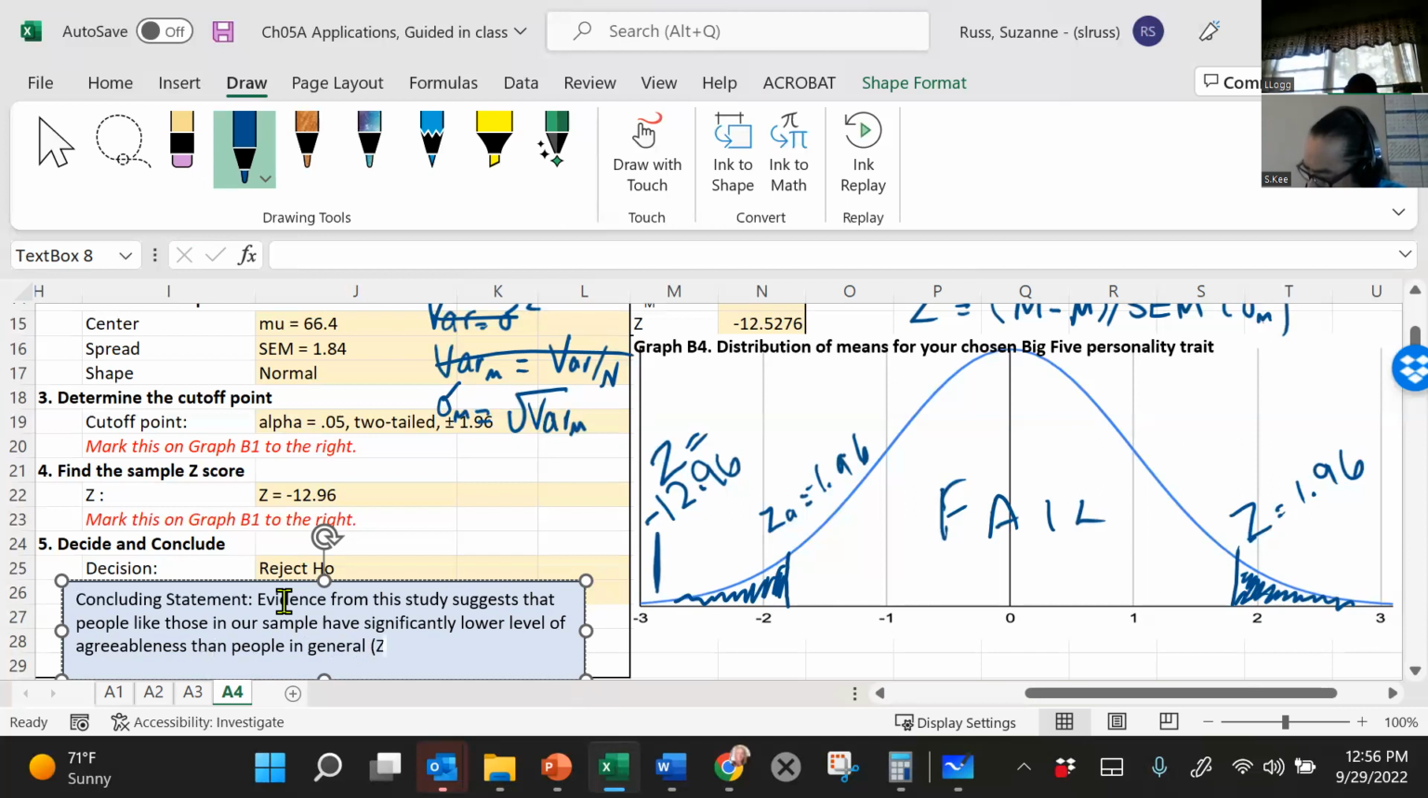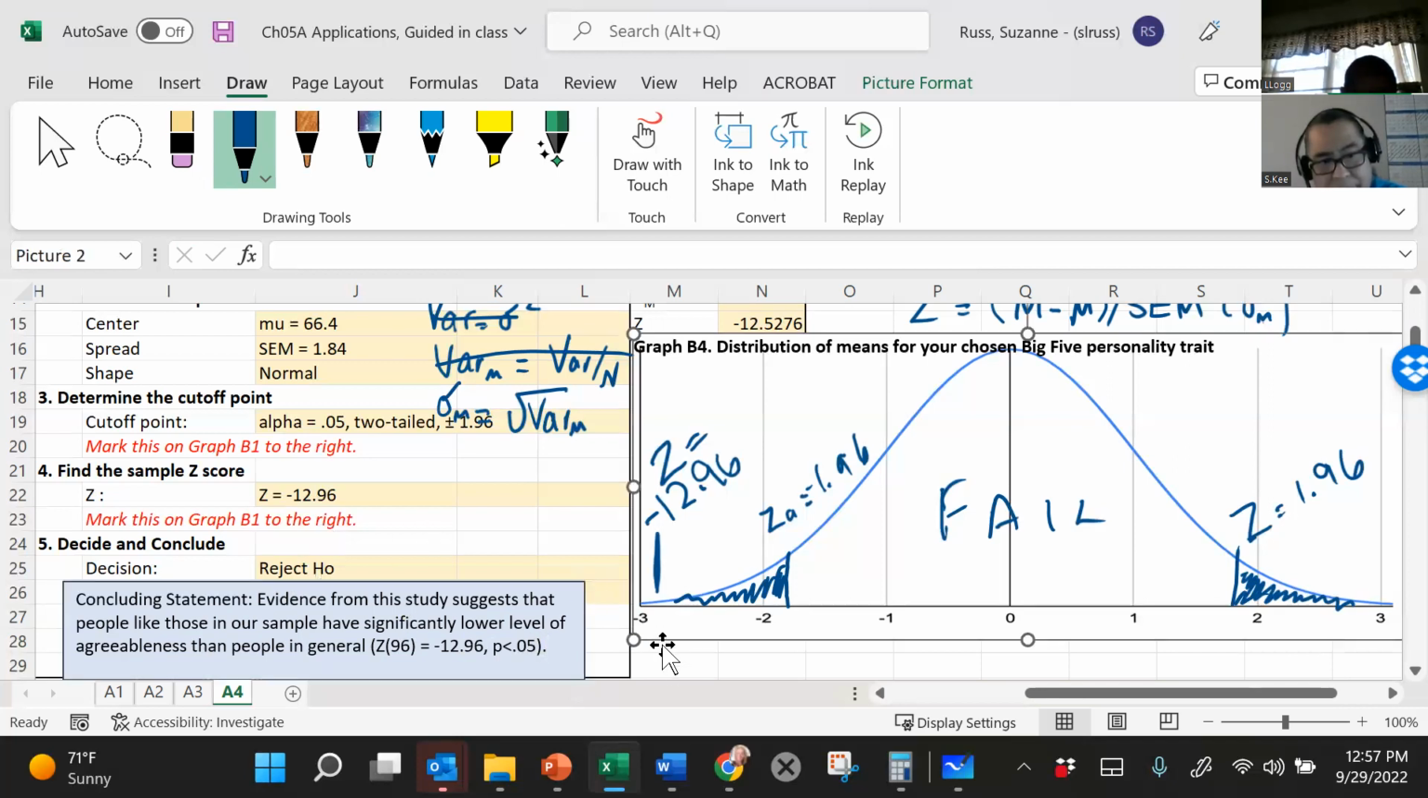And then in parentheses, Z with our sample size 96 equals minus 12.96, P less than 0.05. Because that's what we tested. So that problem is done.